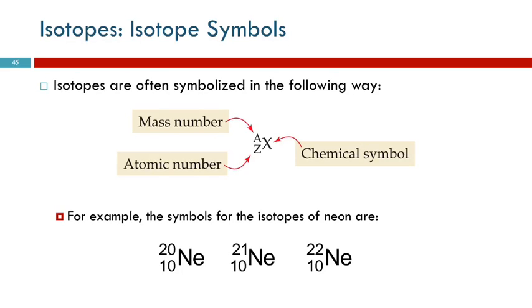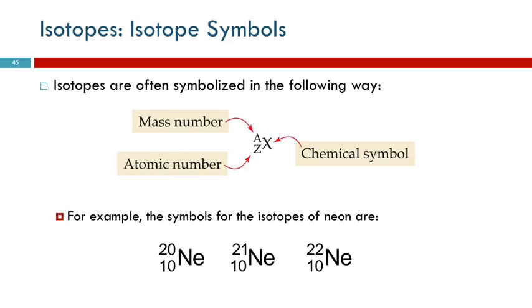So we have several different ways of symbolizing individual isotopes. They all give basically the same information. One common way is generally called a nuclear symbol. You take the element symbol, like here, neon, Ne, and then we put 2 numbers on the left side of the symbol. One is a superscript and one is a subscript. The superscript is the mass number, and the subscript is the atomic number.